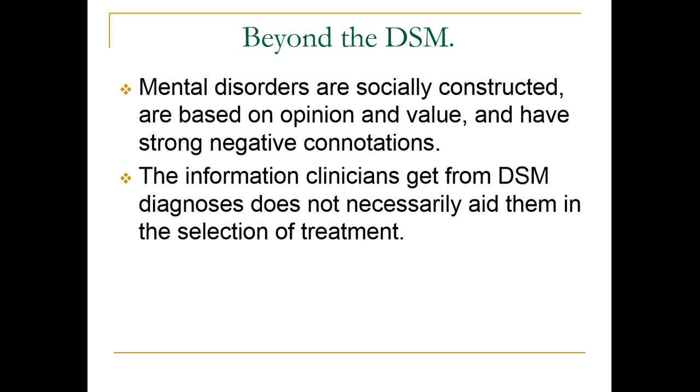Two major themes that we want to talk about today, which is that mental illness disorders are socially constructed. They come from our evaluations of what's normal and abnormal. They're based on opinions and values, mostly the opinions of clinicians, and have incredibly strong negative connotations, which has huge implications for the type of mental health that individuals will ultimately seek. And what I think will be really interesting in the second half of the lecture today is that the information that the clinicians get from the DSM doesn't necessarily aid them in the selection of the right type of treatment.